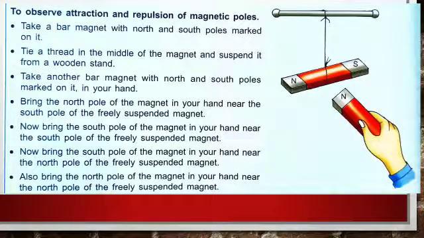Now we will study the property of the attraction and repulsion of the magnetic poles. For this you require a bar magnet with north and south poles marked on it. Tie a thread in the middle of the magnet and suspend it from a wooden stand. Take another bar magnet with north and south poles marked on it in your hand. Now bring the north pole of the magnet in your hand near the south pole of the freely suspended magnet. Now children, you will observe that when the north pole is brought near the south pole, it attracts.